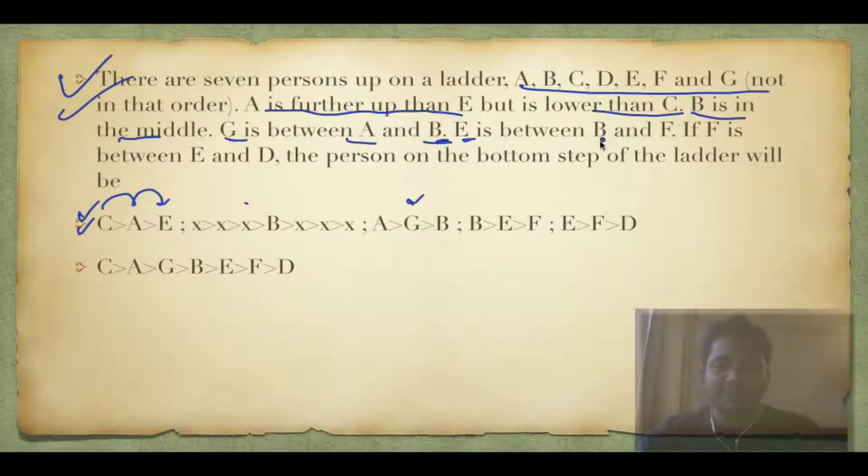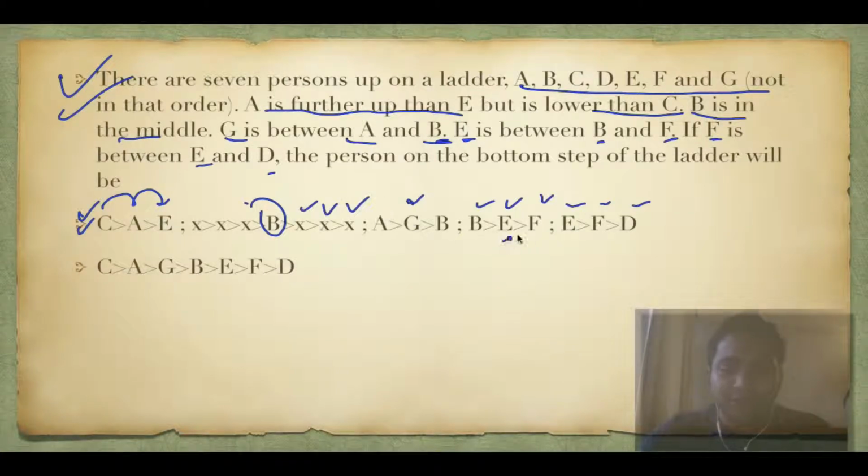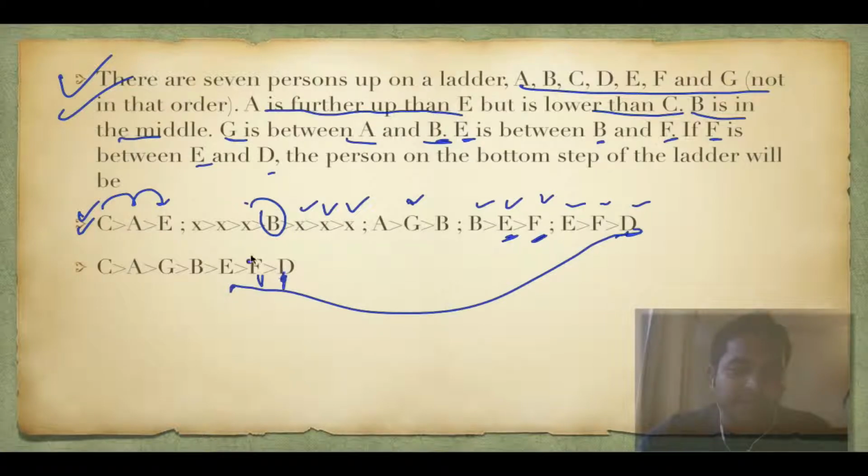Then E is between B and F. Okay, correct. Now F is between E and D. Is that understood? Now can you see B has E, F and D behind it? Can you see this pattern? B is here. So there are 3 vacancies behind B. So it will be fulfilled by E, F and D. So I'll put E, F and D here. So this part is absolutely understood.